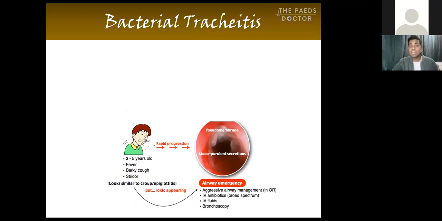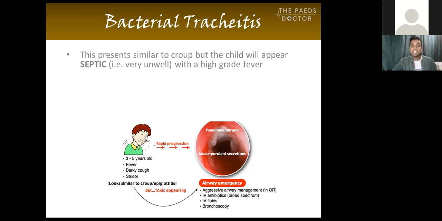Bacterial tracheitis will be high up in your differential with croup, because they do present very similarly. As you can see in this image, usually between 3 to 5 years, fever with a barking cough and stridor. So it sounds like croup. But the difference is mainly that the child will appear very septic and unwell. You'll see these children from a mile away because they look so unwell, as opposed to croup where they're generally not as unwell, okay?